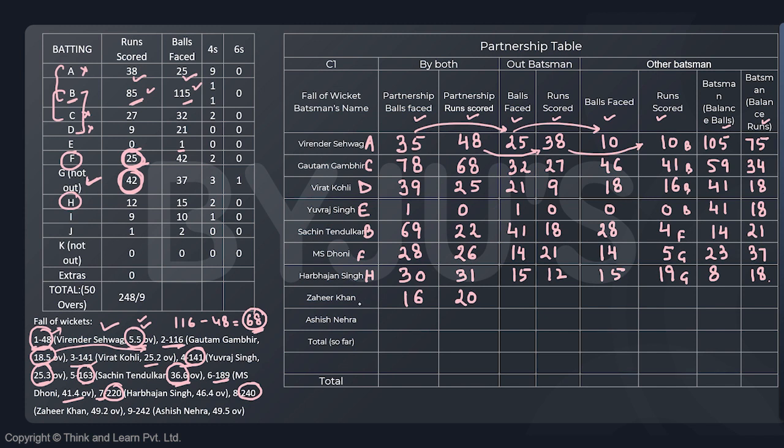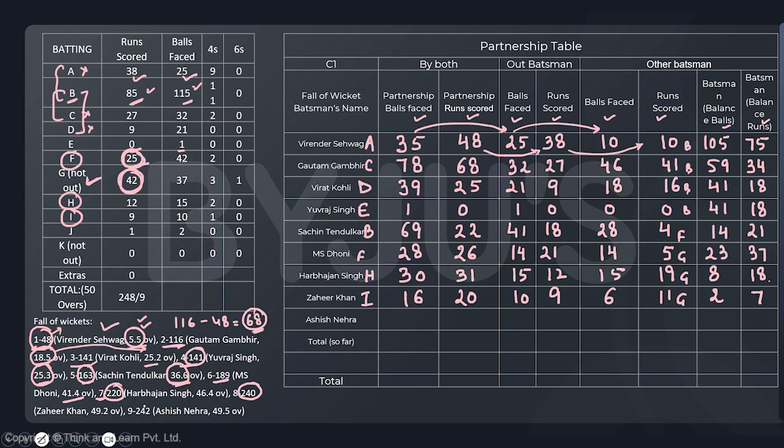So next player to get out is Zahir Khan. Zahir Khan must be I now, right? I is the next player to get out. He made 9 runs in 10 balls. So he played 10 balls. He made 9 runs. The remaining 6 balls are played by the other guy. And he made 11 runs. So G made 7 runs in the other 2 balls now. G made 7 runs in the other 2 balls.